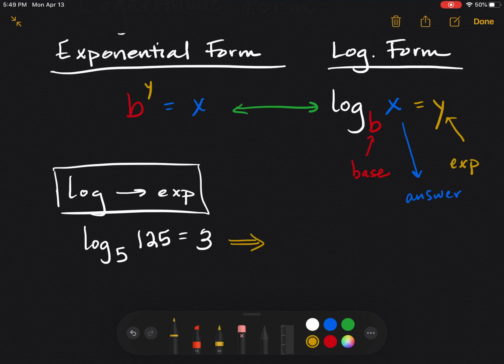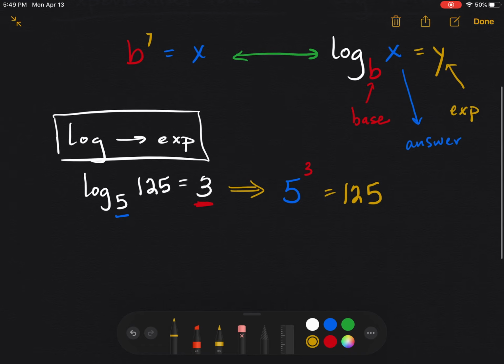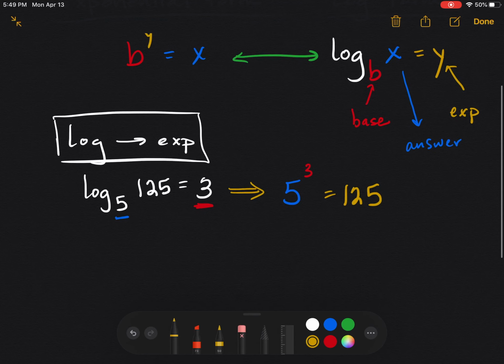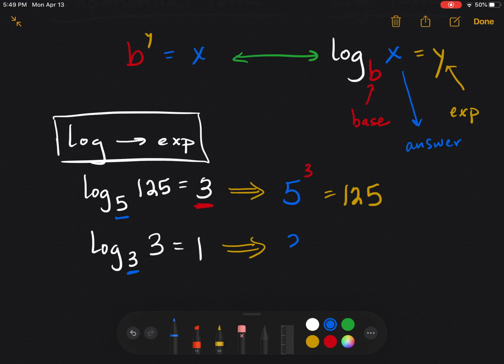Well, as I said, this right here is our base. So I would say 5. And then this, remember, is our exponent. I know I'm getting my colors all mixed up here. 5 to the third equals 125. Okay, that's my exponent form. That's all we're doing. We're just rearranging stuff and you've got to kind of get used to seeing it. So another example, if I gave you log base 3 of 3 equals 1, how would I write that in exponent form? Well, here's my base, 3, and then I look over here, to the first power equals 3.